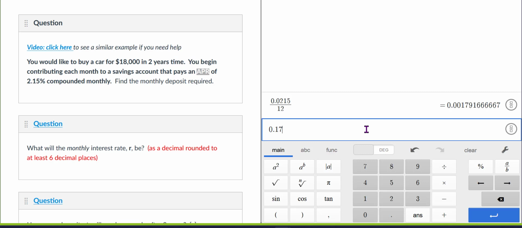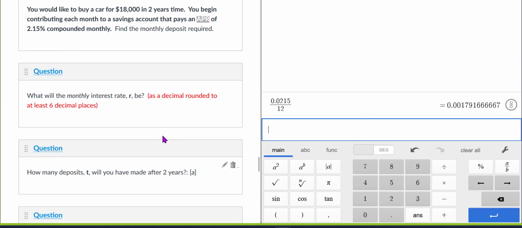0.179% or approximately 0.18%. It's roughly that amount. So it means that each month the bank is going to give you, or the certificate of deposit or whatever you're using, or well, it'd be more like a savings account, wouldn't it? The bank's going to give you 0.18% each month, right? Okay, so that's their monthly interest rate, and we need, as a decimal, to round it to at least 6 places.